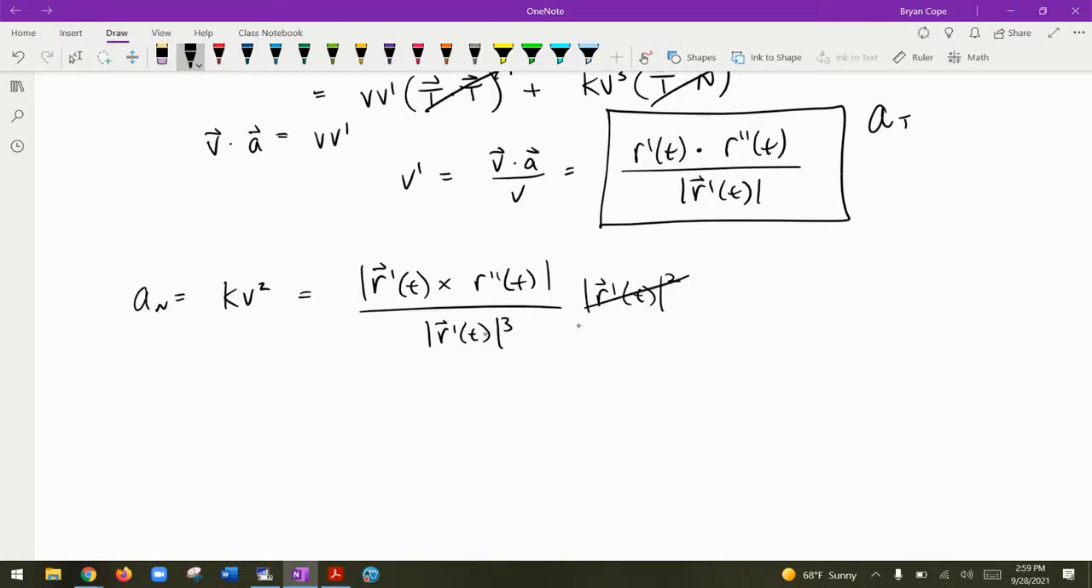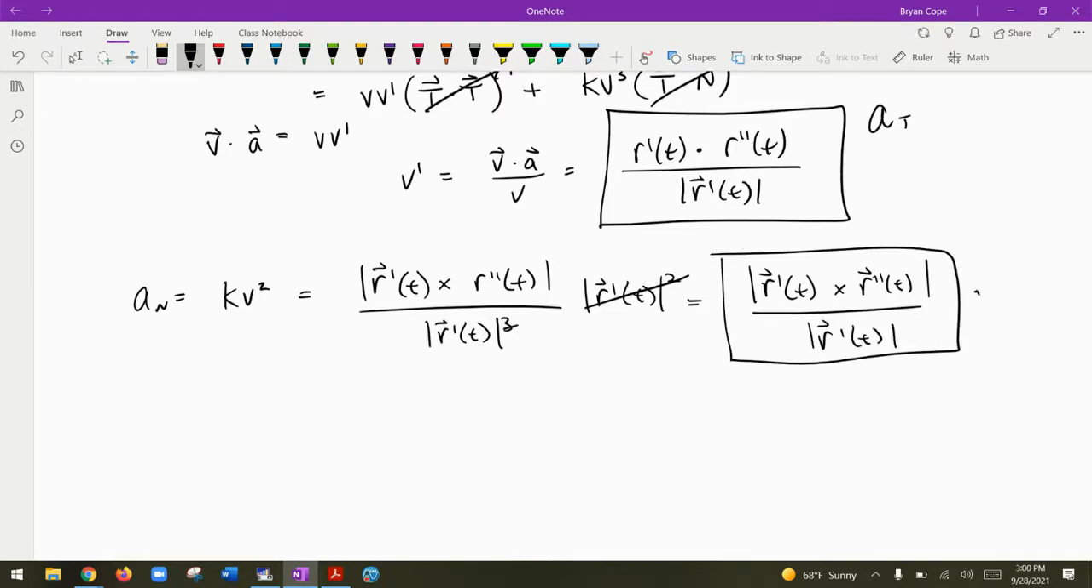Obviously, stuff cancels, and we're left with the magnitude of r prime of t crossed r double prime of t, all over the magnitude of r prime of t. So this statement is a sub n.